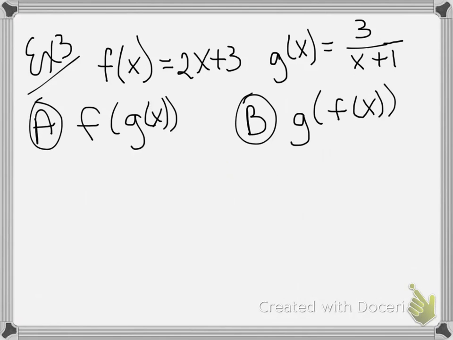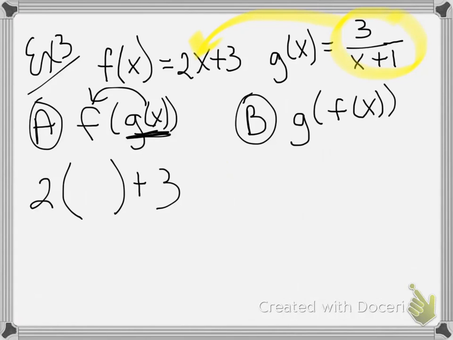The last type of problem I did was called composition, where we do f of g of x and g of f of x. For f of g of x, we take the g function and we plug it into the f. So I'm going to take the g function right here and plug it into the x of the f function. So that means I have 2x plus 3. So I have 2 times where my x was plus 3.